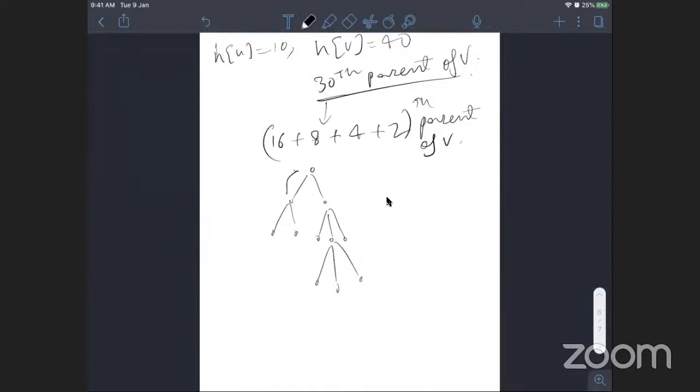This guy knew his parent, this guy knew his parent, this guy knew his parent, etc. Right? Now we'll maintain some extra information also, which is slightly tricky. So just try to understand this part as well as you can.